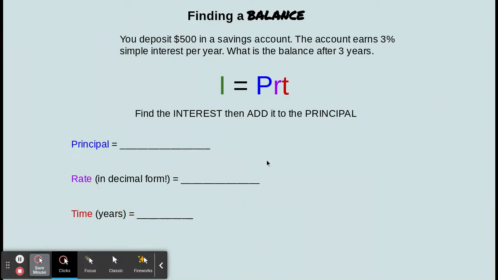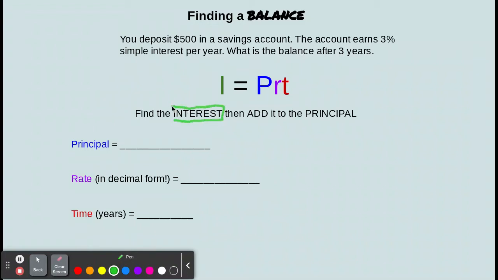Okay, now we can use that simple interest formula to help us find a balance. So when we deposit $500 in a savings account and that savings account earns 3% simple interest per year, we want to know what our balance is after 3 years. But before we can figure out what our balance is after 3 years, we must first calculate how much simple interest we earned over those 3 years. And then we can add that to our principal amount, and that will be our balance.